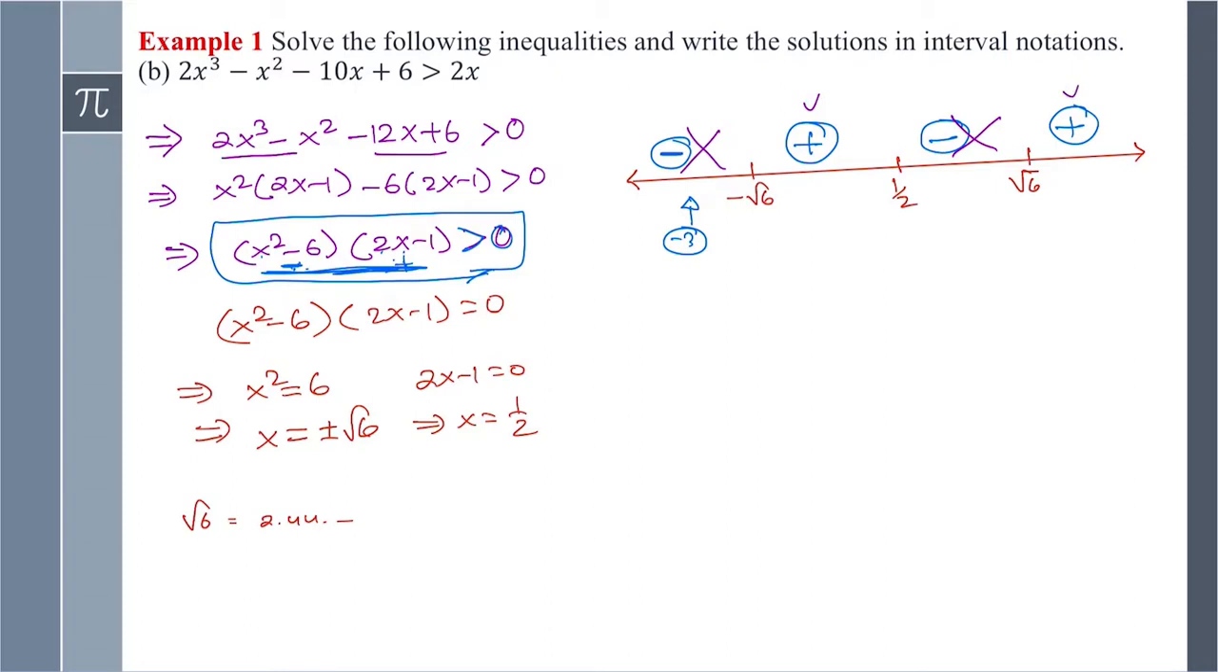But here we have a strict inequality. So what we have to do is put an open interval. So our solution is this one and this one here. So we write the solution of this inequality as from negative square root of 6 to 1/2, union square root of 6 to infinity. Okay, so that is our solution for this inequality.